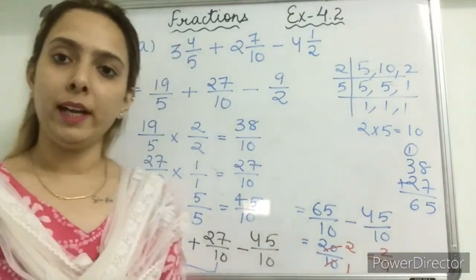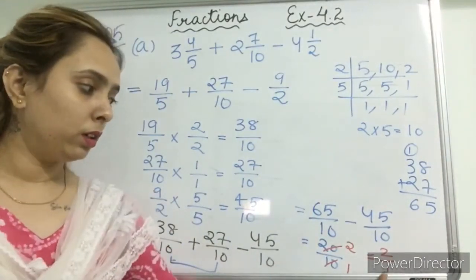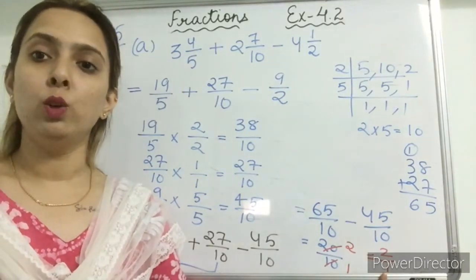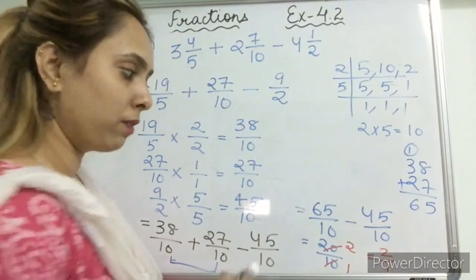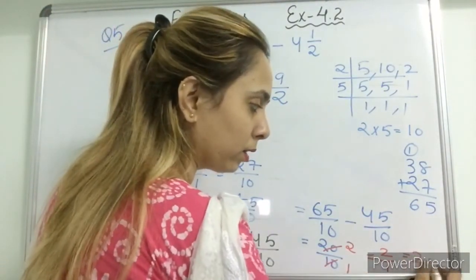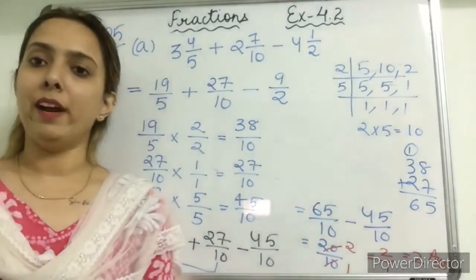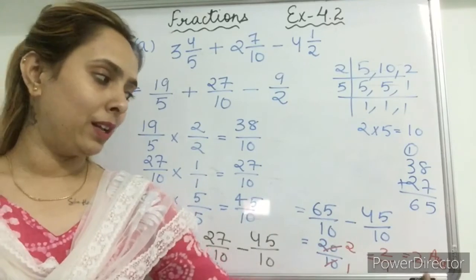So let me tell you, you might have learned this in your lower classes. Whenever you have 1 in the denominator, 1 doesn't have its value there. So automatically the answer will be 2 only. When there is 1 in the denominator, it has no value, and only the number in the numerator becomes our answer.